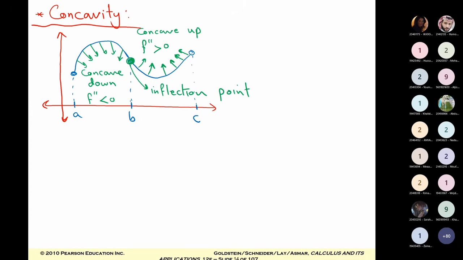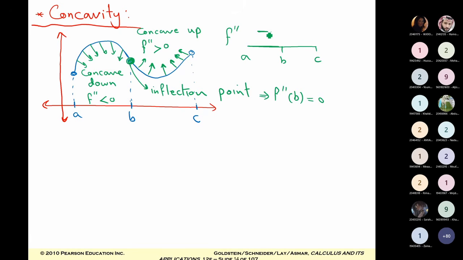And the value of f at B, for example, f double prime of B must be equal to 0. So at the inflection point, f double prime at this value must be equal to 0. So we need to find the concavity intervals. We need f double prime. From A to B to C, we must check the sign of f double prime.